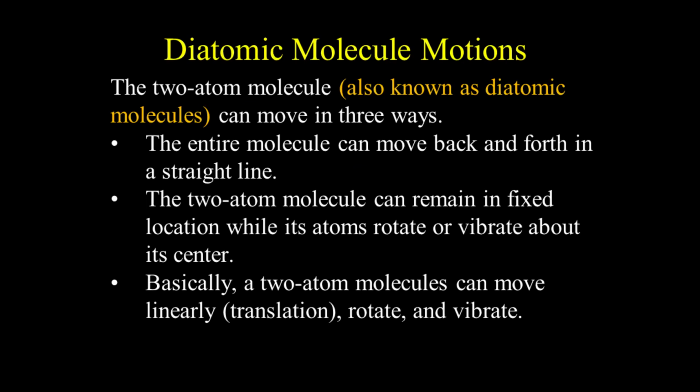The 2-atom molecule, also known as diatomic molecules, can move in 3 ways. The entire molecule can move back and forth in a straight line as a 1-atom molecule. The 2-atom molecule can remain in a fixed location while its atoms rotate or vibrate about its center. Basically, a 2-atom molecule can move linearly, that is, through translation, rotate, and vibrate.